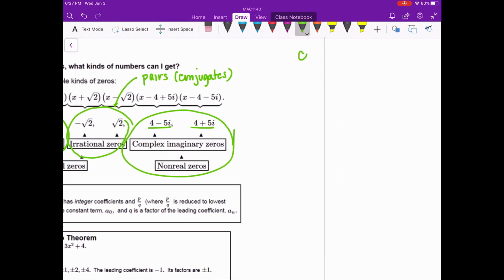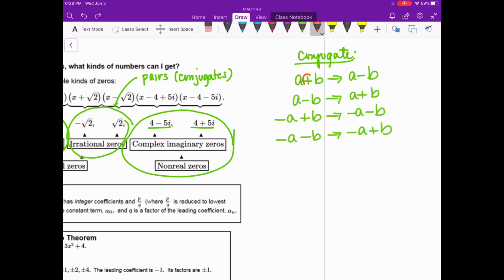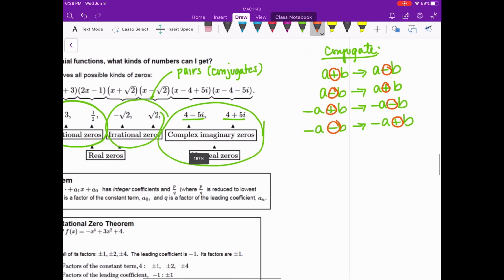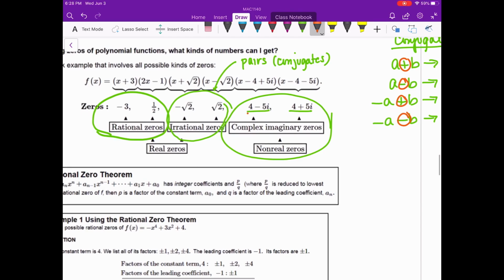Just for you to remember, what is a conjugate? This is the sign that changes. The first term never changes. It's just the second term that changes. So again, the complex numbers always come in pairs and the irrational numbers always come in pairs.